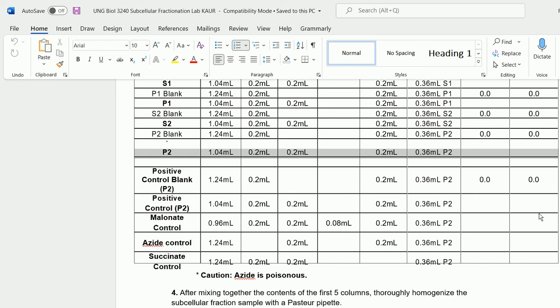And then we will also be using azide as a control. So basically, what is the azide control? The azide control is the control in which we are not adding azide. So when we are not adding azide, what's going to happen? When there is no azide, there is no blocking of the electrons to the electron transport chain. The flow of electrons will not be blocked, and the electrons will actually go to the electron transport chain, and eventually they will be going to oxygen.